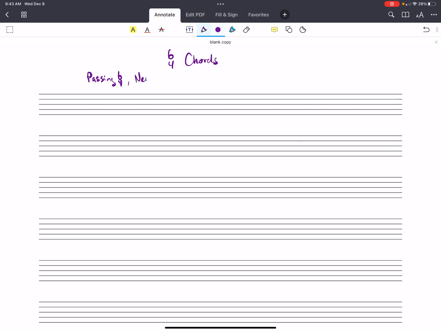You can have neighboring 6/4s. You can have arpeggiating 6/4s. You can have pedal 6/4s. The last category is related to the pedal 6/4, the cadential 6/4, which we will talk about in a second. All right, so let's go through each one of these categories.